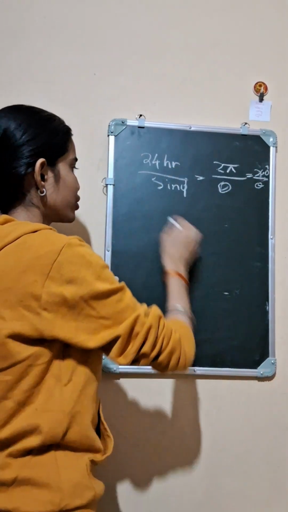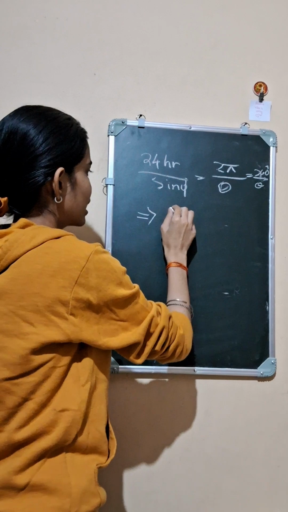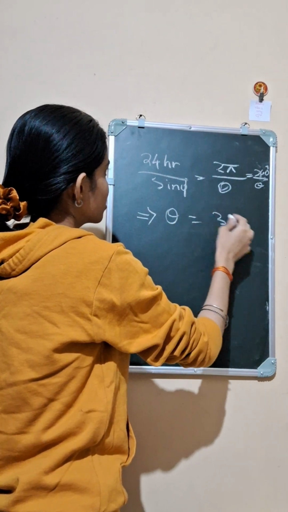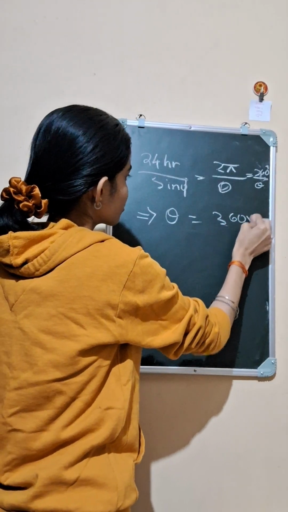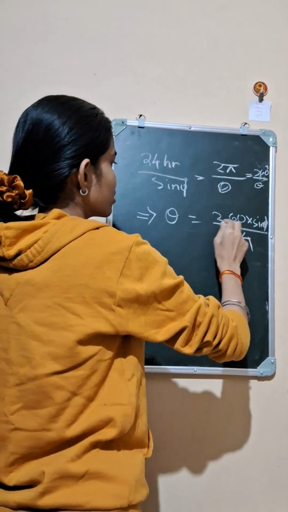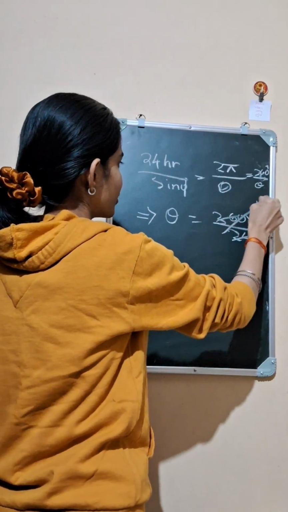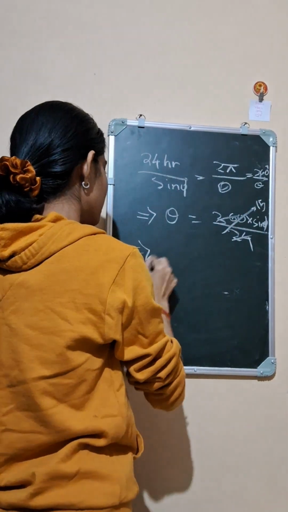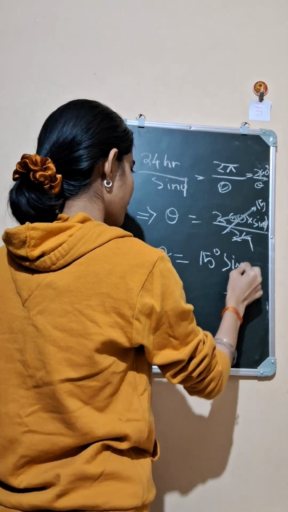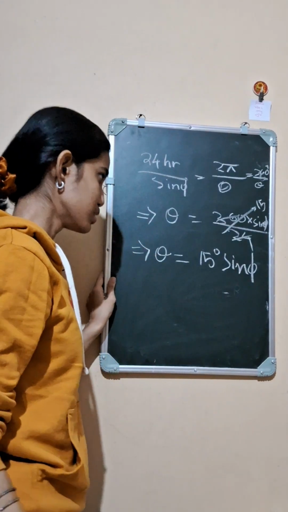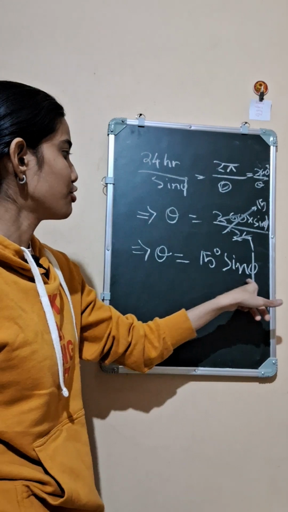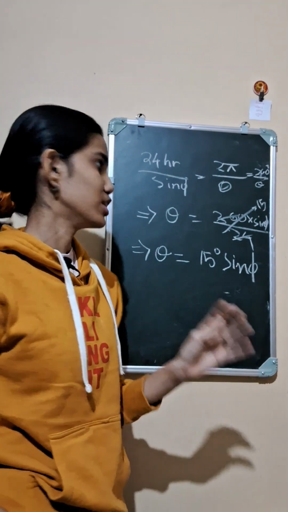This is really very easy. You can do this and get the result. Theta equals 360 times sin phi by 24 hours. This will equal 15, meaning theta equals 15 degrees sin phi. This means it will cover this much angle in 1 hour.